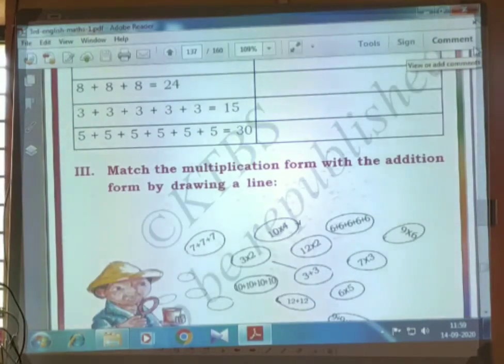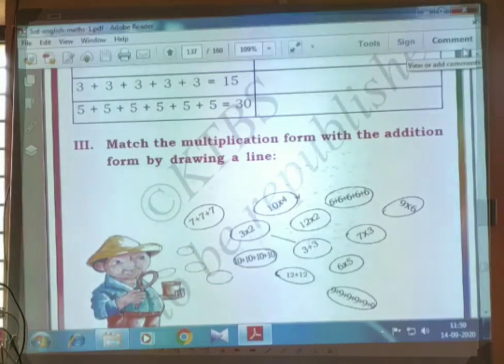Match the multiplication form with addition form by drawing a line. Here some numbers are there. Those numbers are separated, means addition form and multiplication form are both separated. You have to match those numbers. 1 is done for you, remaining you have to do. 3 into 2 is 6. To get 6, then what about addition? 3 plus 3 is 6.